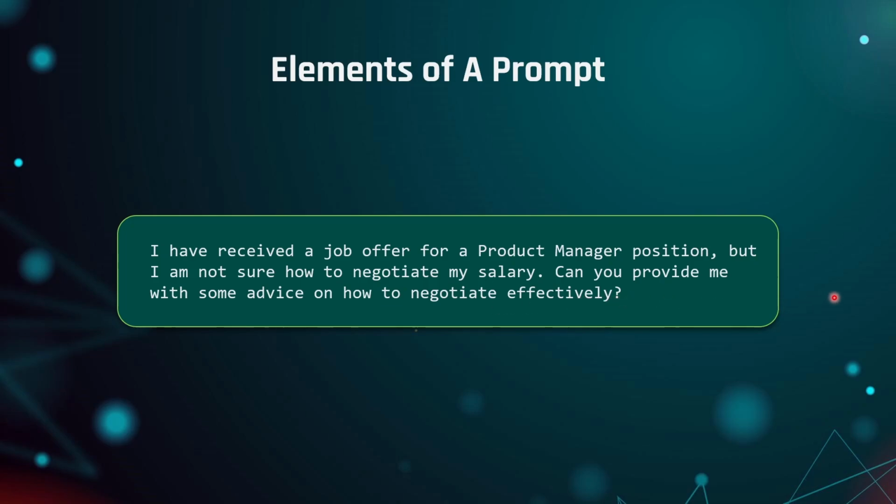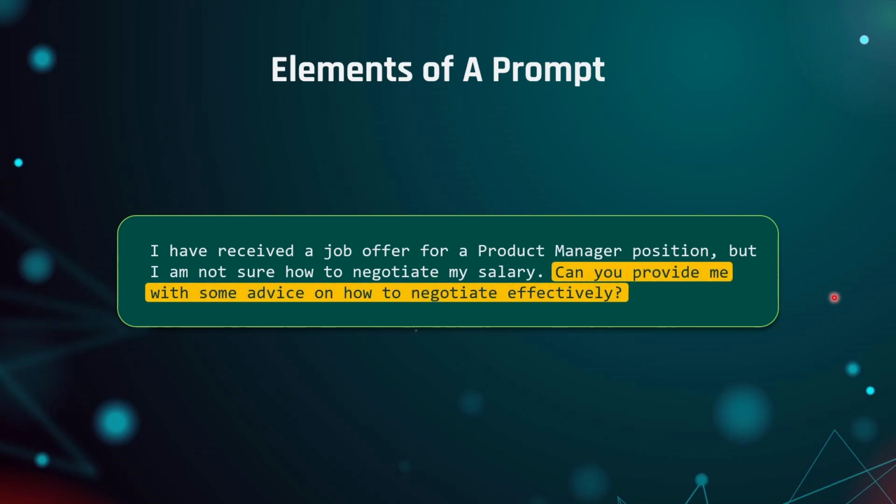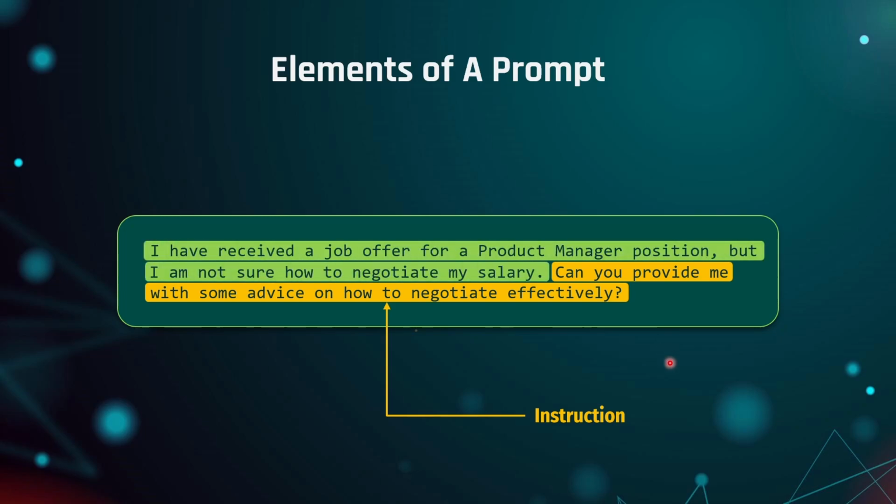So like before, this particular portion is our instruction. Only in this case, we are putting our instruction at the end of our prompt, right? It really depends on the situation. But how about this portion of the sentence?